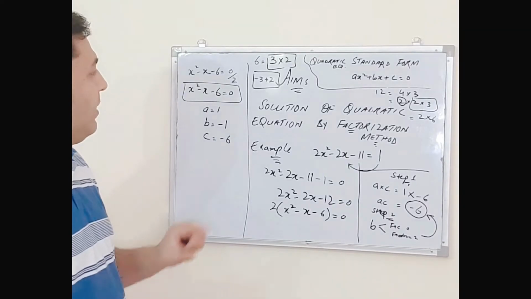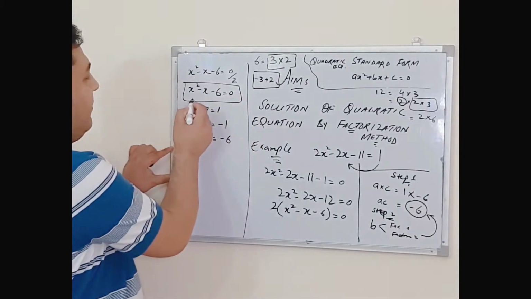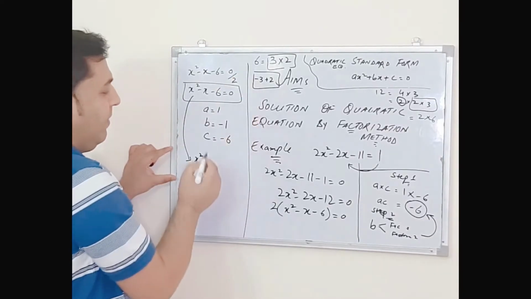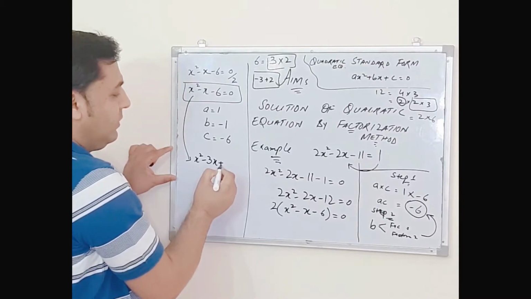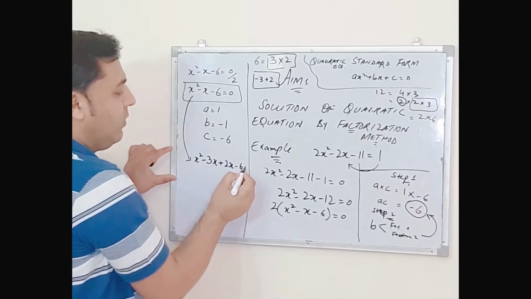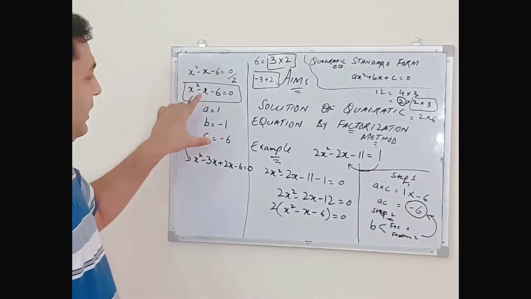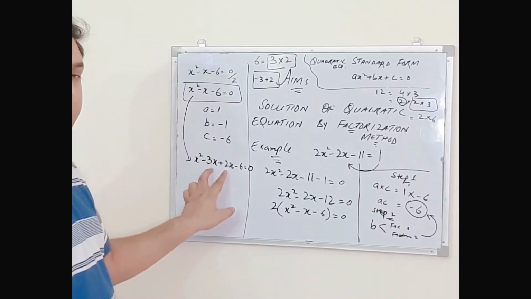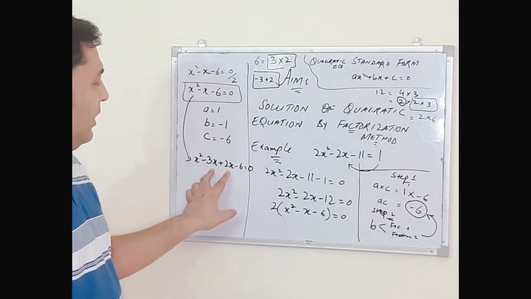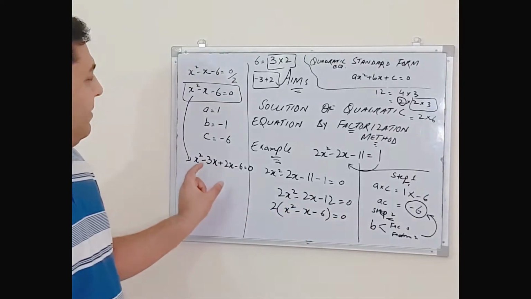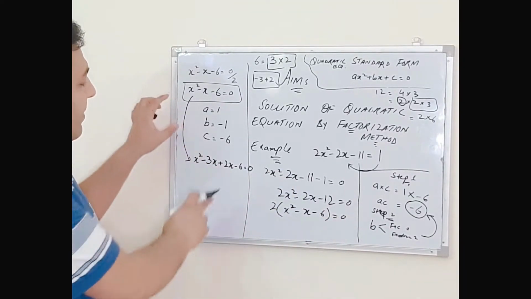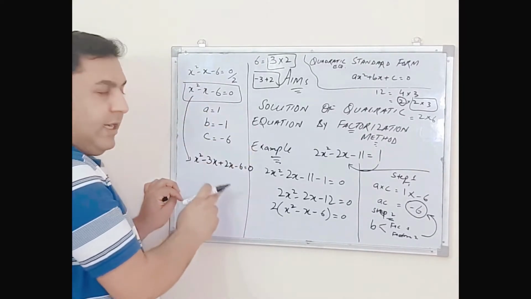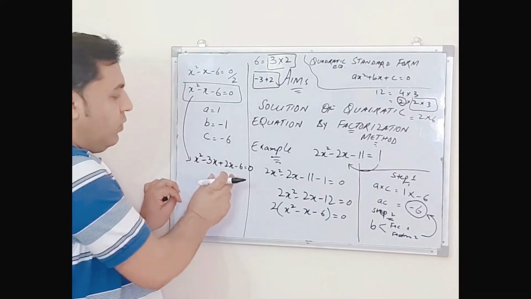Both criteria are fulfilled, so I will split this equation as x square minus 3x plus 2x minus 6 equal to 0. Now you see, I split this middle term, the b term, into two terms which are meeting this criteria. This is the same, like minus 3x plus 2x is minus x. I am not doing anything additional, I am just splitting it into two terms.